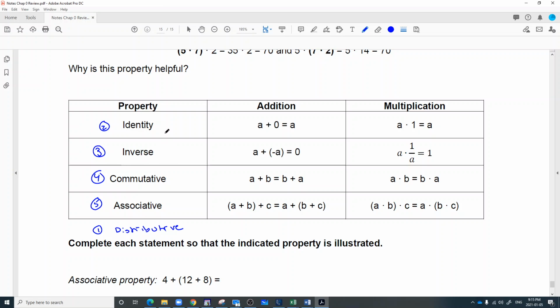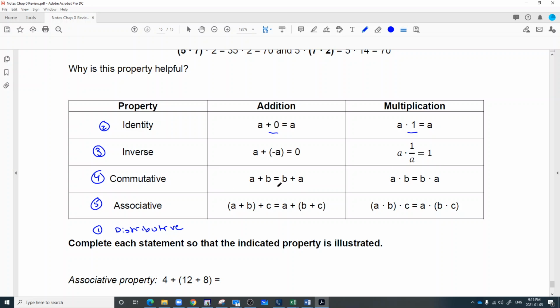So the key thing is that the identity property is that you don't want to change the identity. What can you do with addition? You can add 0. What can you do with multiplication? You can multiply by 1. Inverse is that what can you add to make 0? So you're looking at the opposite operation. And then for multiplication, it's what can you multiply to make 1.